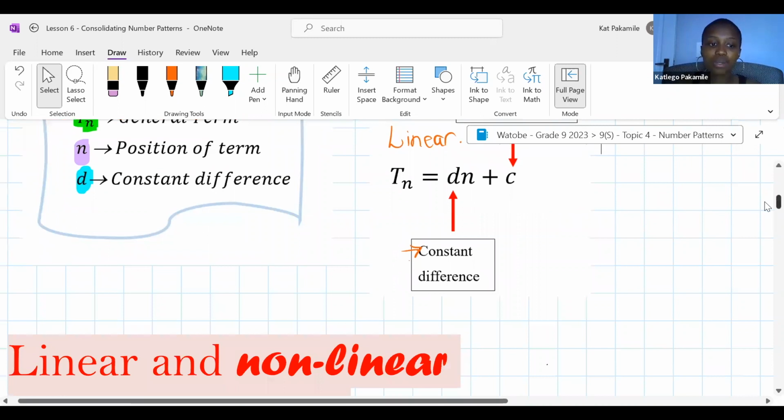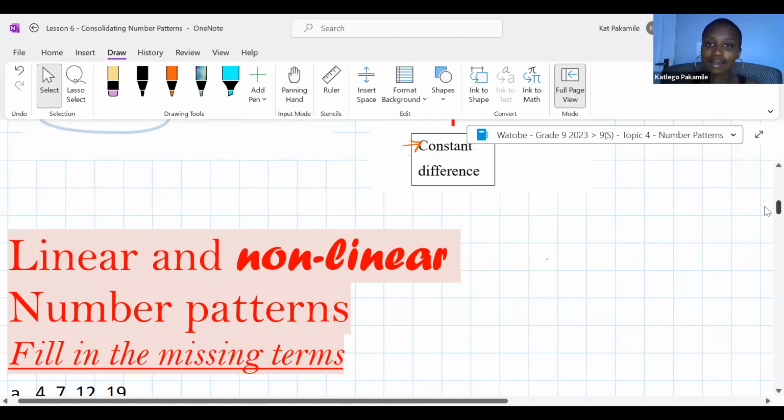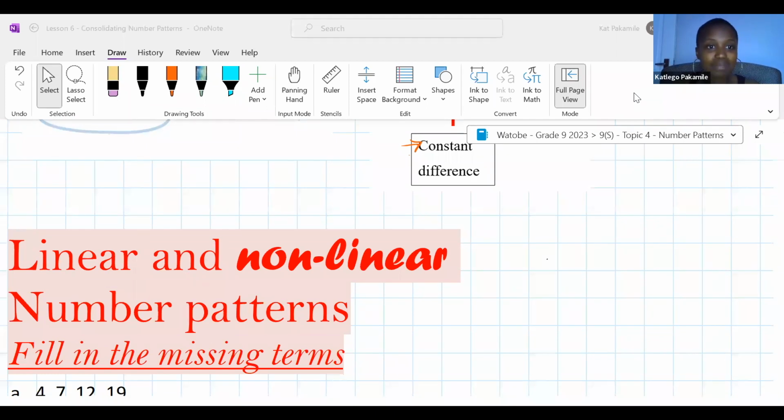So we're going to be doing both linear and nonlinear.